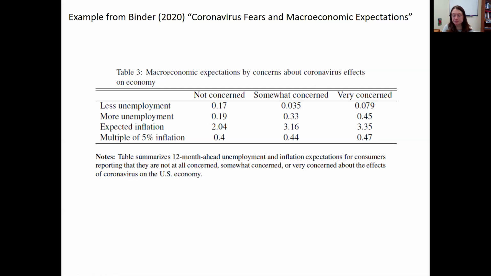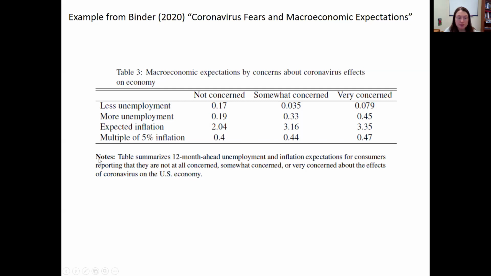I think the financial markets would have treated it as something that would lower inflation if it was an adverse aggregate demand shock. But a lot of consumers seem to think that, anytime there's bad news, that means inflation is going to be higher. And looking at the bottom row here, these consumers who are more concerned about coronavirus also seem to be slightly more uncertain, in that more of them are giving multiple of 5 inflation forecasts. So that's how to interpret the content of the table.